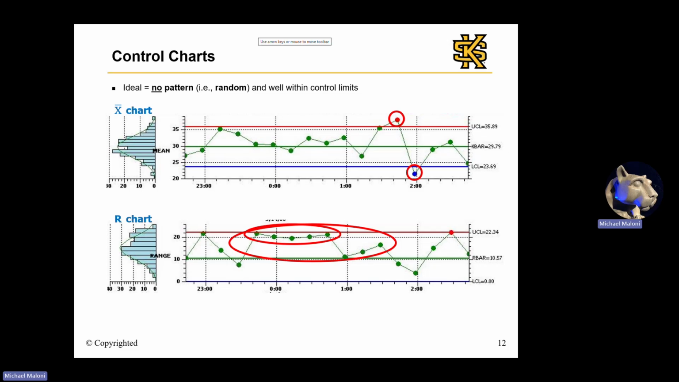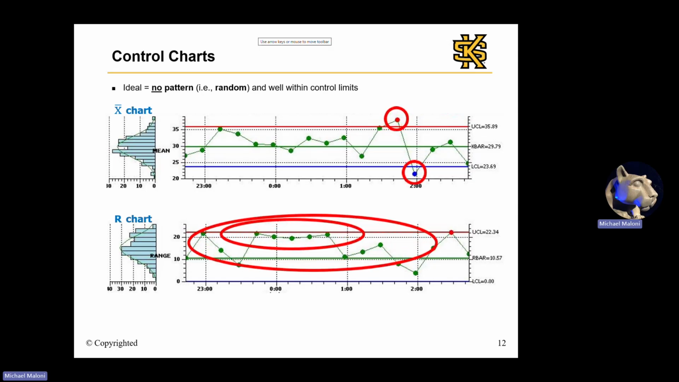So, to explain, it's highly unlikely, at least statistically, that a process with only random natural variation would have either of those two issues. So, for this process, we see issues with both the X bar chart and the R chart. So, we'd want to improve the process as soon as possible, such as via Lean and/or Six Sigma.